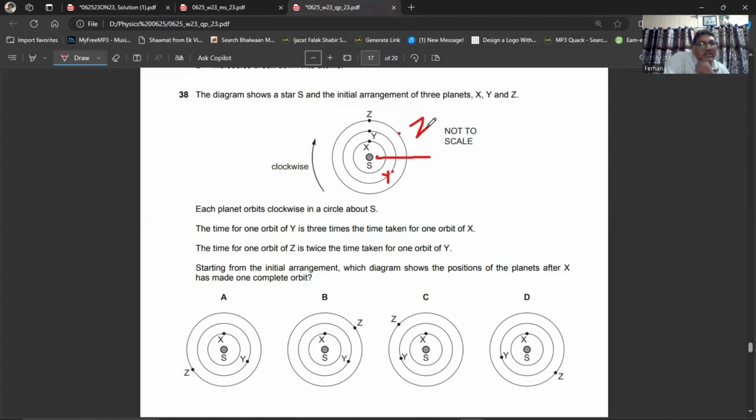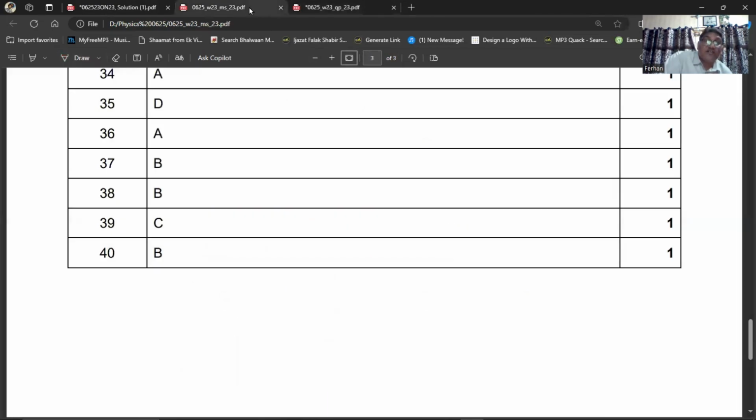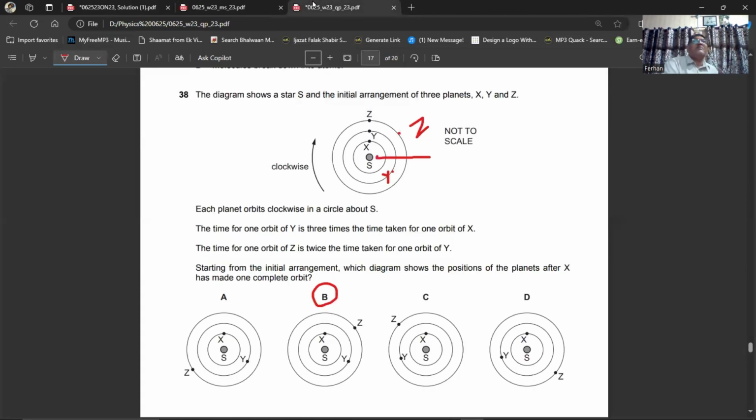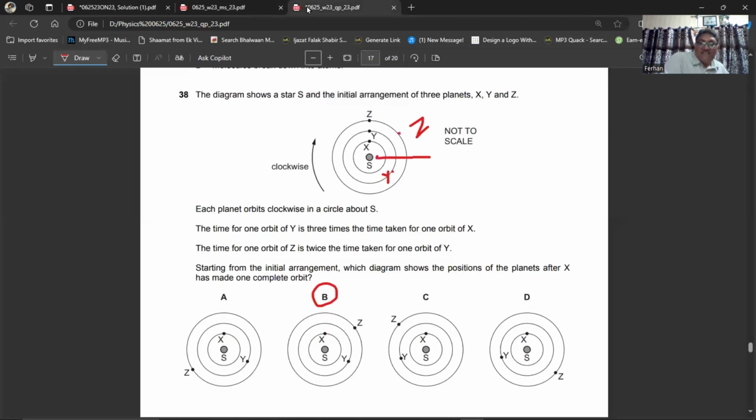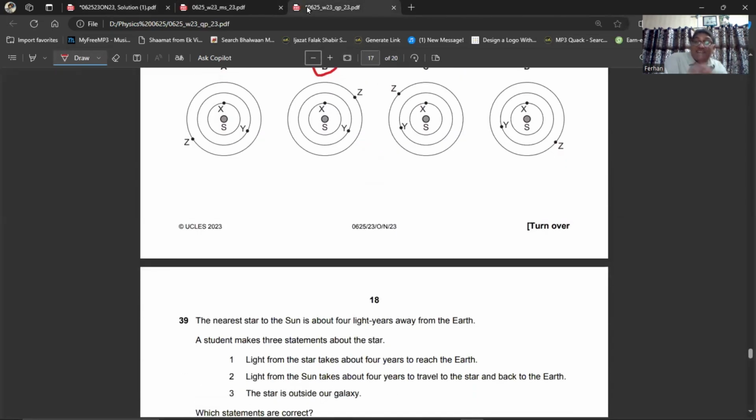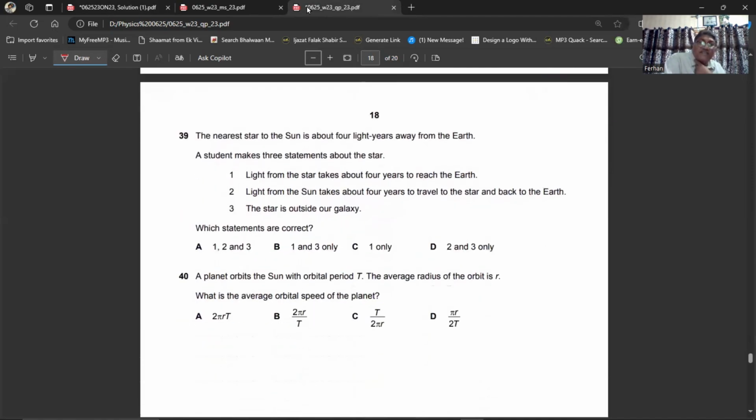So which diagram is suitable? This one. They are going clockwise, okay? So I think B is the right option. Z has moved 60 degrees, but Y has moved 120 degrees. I think B is the answer, sir. 38, B is the answer. It's not that difficult, but it's not easy either. It involves mathematics and your physics.